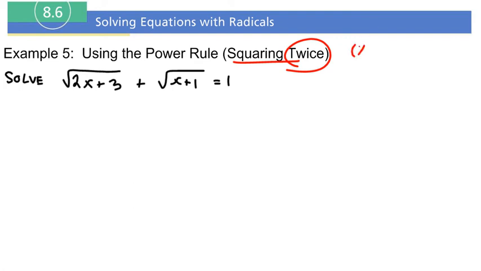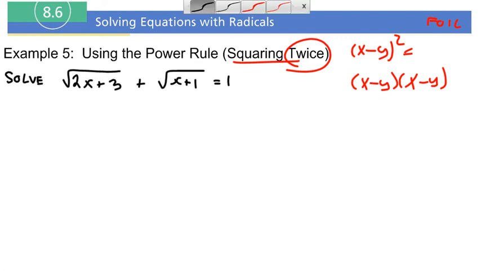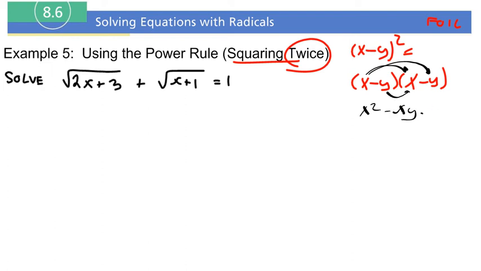If I said what's (x minus y) squared, let's go ahead and set up a rule for that. So (x minus y) squared means (x minus y) times (x minus y). I'm using variables, so whenever we get our result, we can use that for any number. So when I use FOIL, I'm going to do x times x, and that's going to give us x squared. And then x times negative y is a negative xy. And then negative y times x is another negative xy. And then negative y times negative y is a positive y squared.